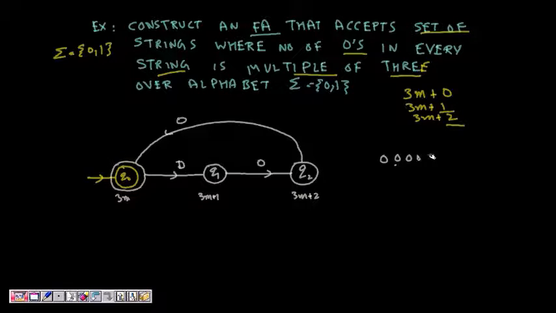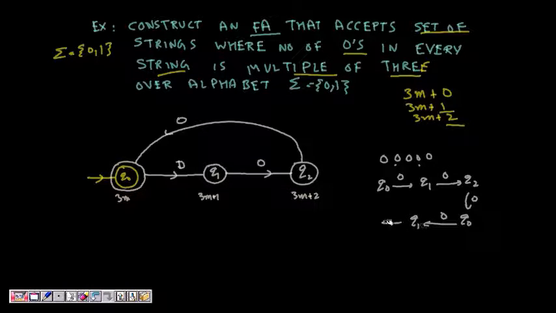But if I see 5 zeros like this, so Q0, I am here, I see a 0, I go to Q1. I see a 0 again, I go to Q2. I see a 0 again, third 0, I go to Q0. I see a fourth 0, I go to which one? Q1 again. I see a fifth 0, and I go to Q2. So this is what is happening. I remain at Q2, but this is not the final state. So it means after seeing 5 zeros, I am at Q2.